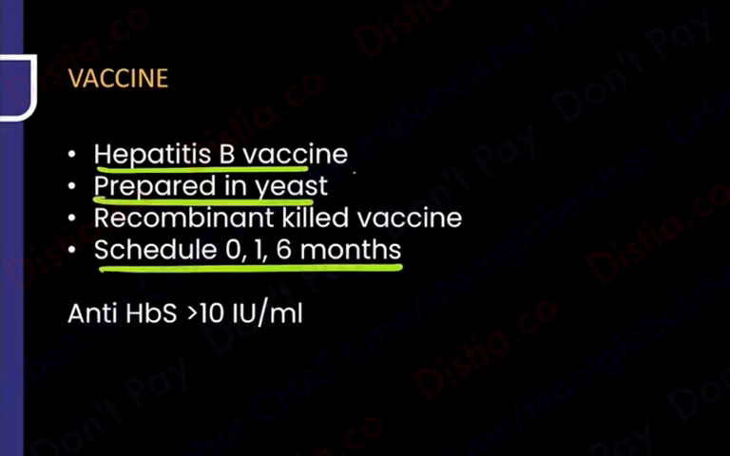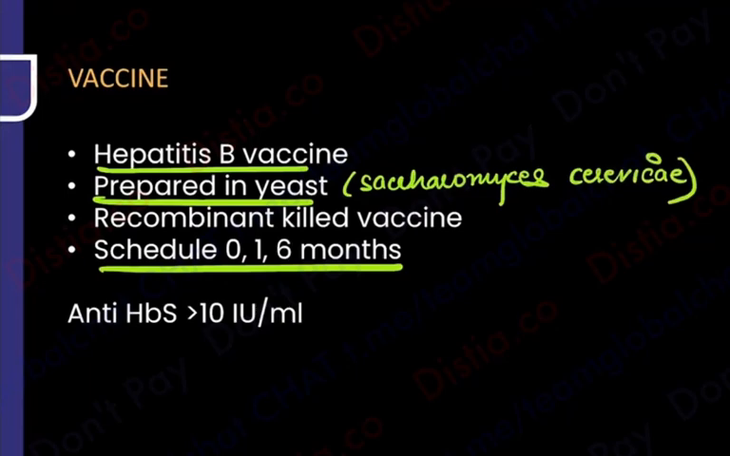This is prepared in a yeast. If you still want to know which yeast, Saccharomyces cerevisiae. This is prepared in Saccharomyces cerevisiae, the fungus or yeast, and it is a recombinant killed vaccine, 016. Every time you have gone in for this, you have taken the 016 dosage.